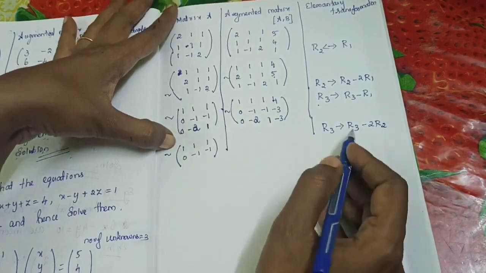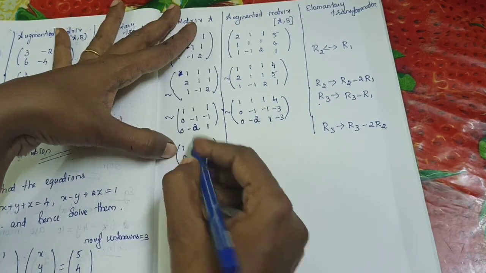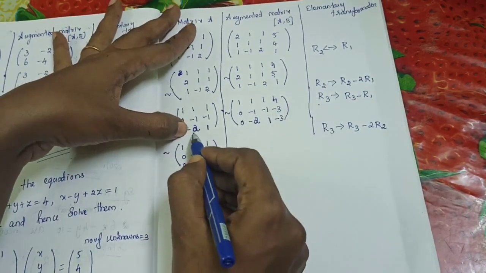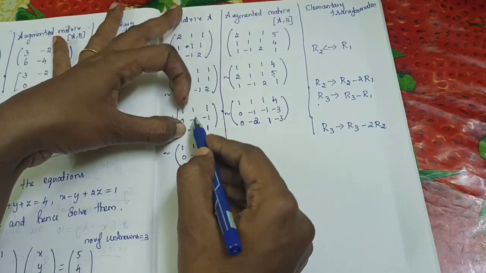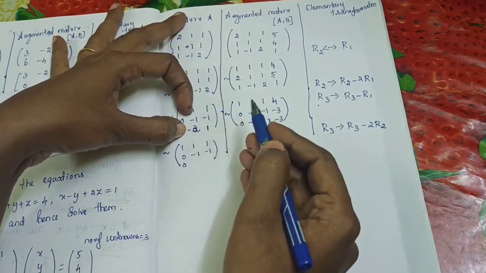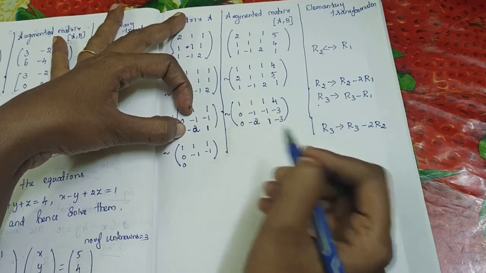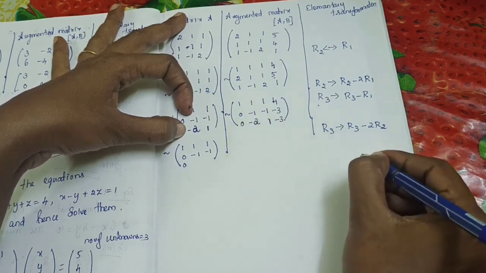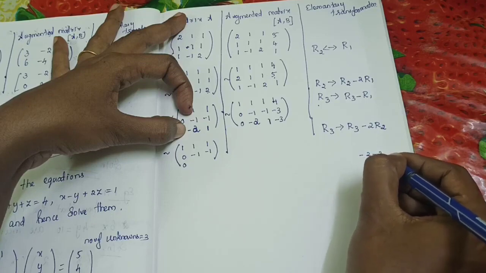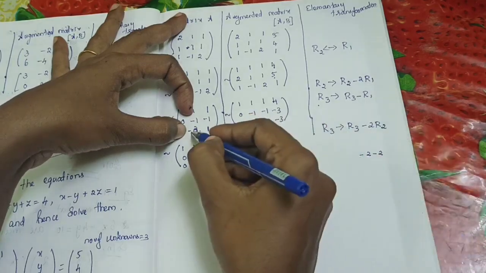So R3 implies R3 minus 2 R2. So 0 minus 0, anyhow it will be 0. Then R3: minus 2 minus 2 into minus 1. If you are not able to find this, do it separately. Understand? So I am writing it on the side. That is minus 2 minus 2 into minus 1, that is 0.